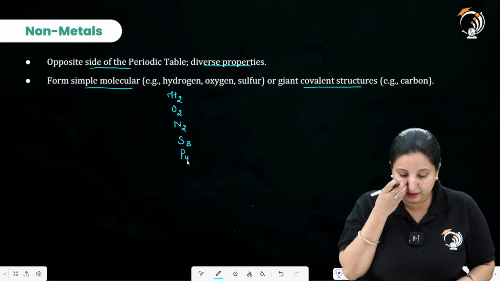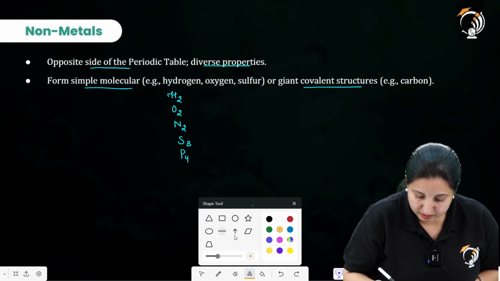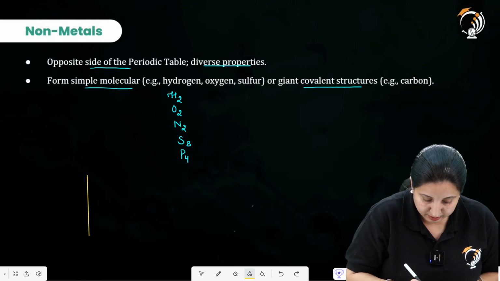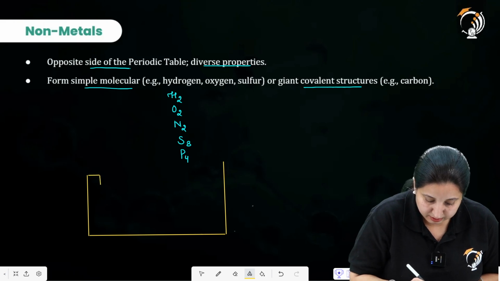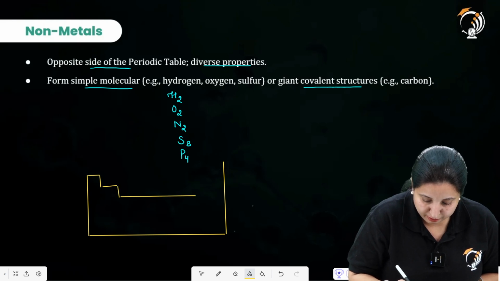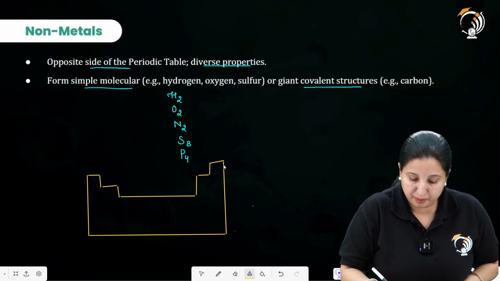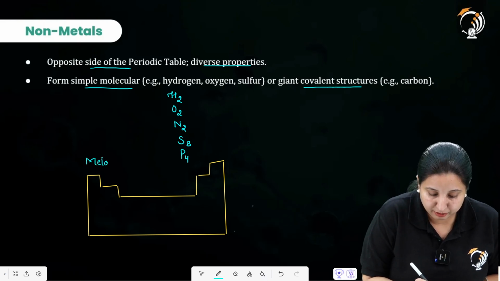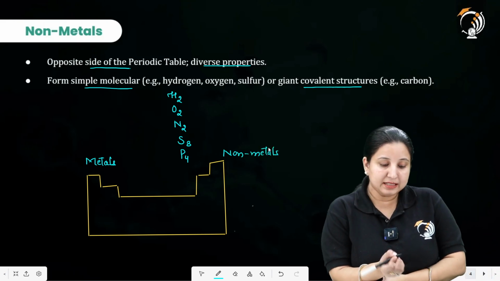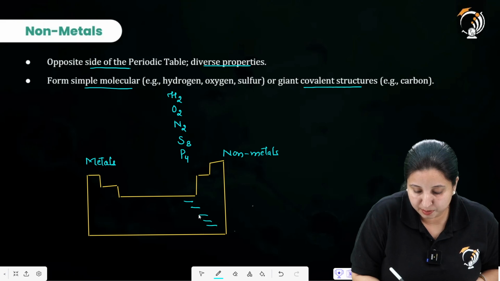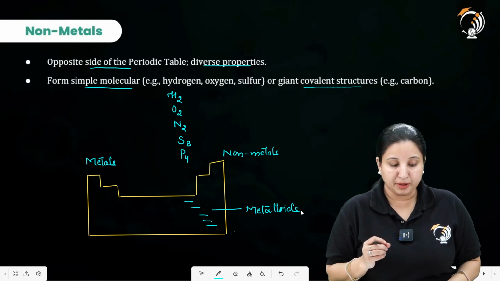Now remember one thing: let me make a rough sketch of the periodic table in order to remember things. This is a rough model of a periodic table; somewhat like this is how the periodic table looks. Remember that this left side is of the metals, towards the right we have the non-metals, and in between, this particular region consists of the metalloids. So this is the basic structure of the periodic table.